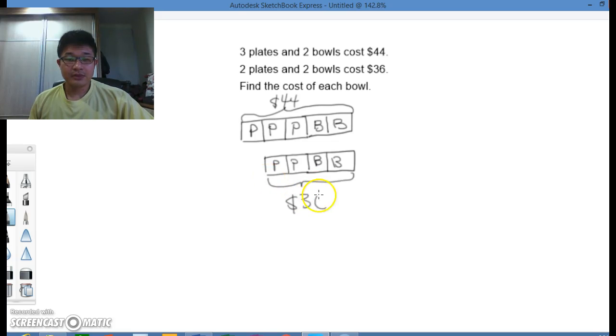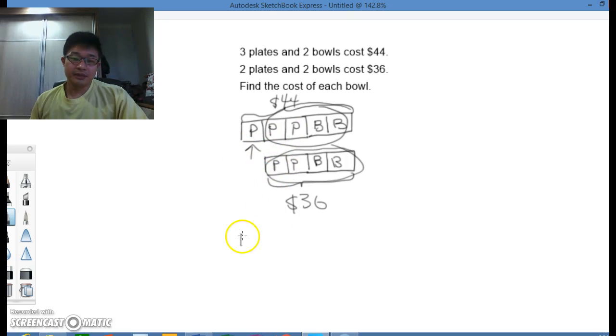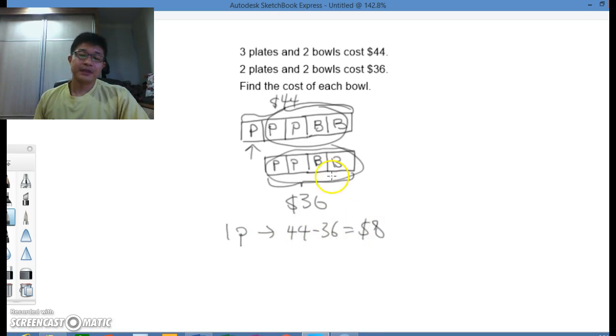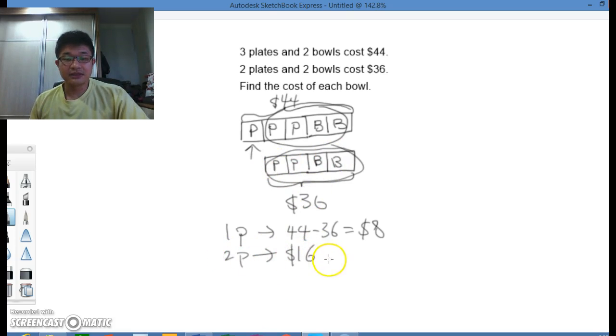Well, when you get to this point, you will see very clearly that this 36 here is actually hiding inside here. So to find one plate, it's 44, you minus away 36, it's $8. Now, we put this $8 back inside here or here, it really doesn't matter. I would prefer to put it here because the number will be a little bit smaller. So, 2 plates would therefore be $16.